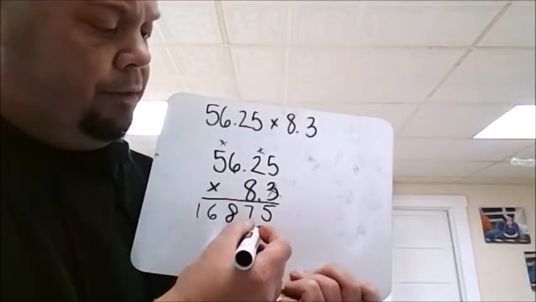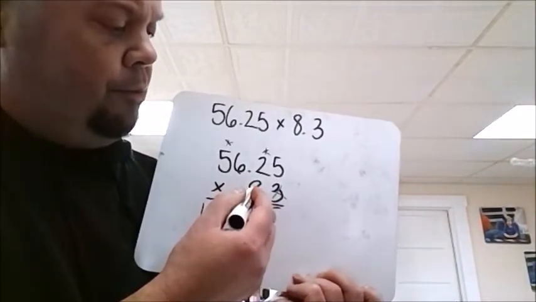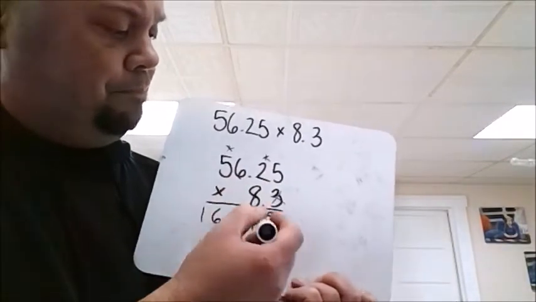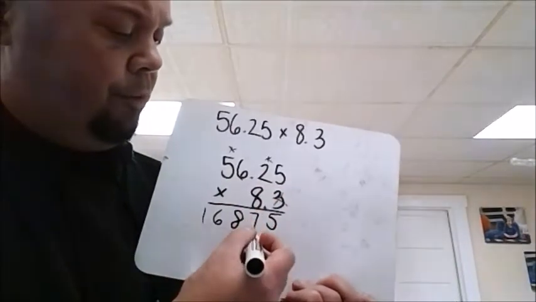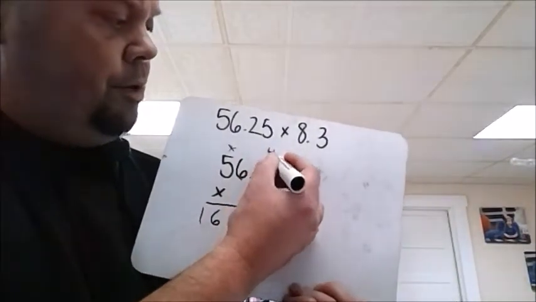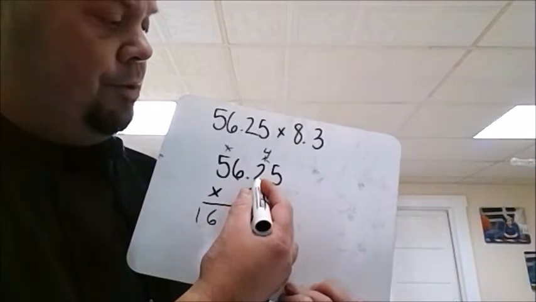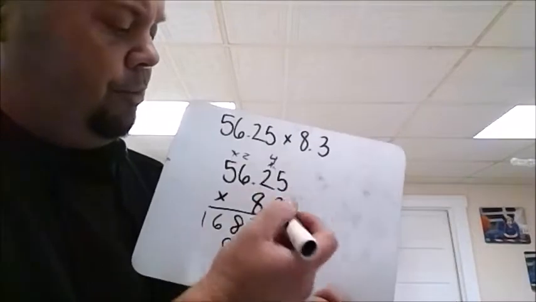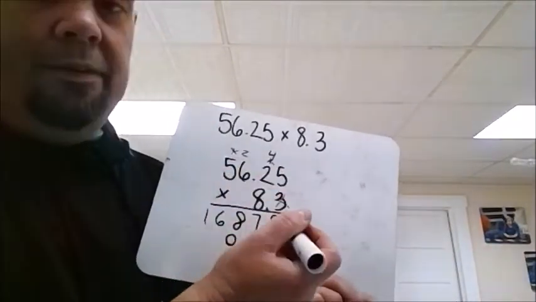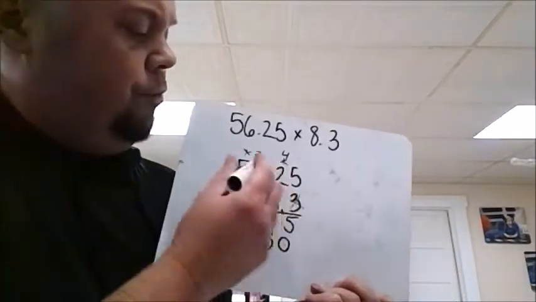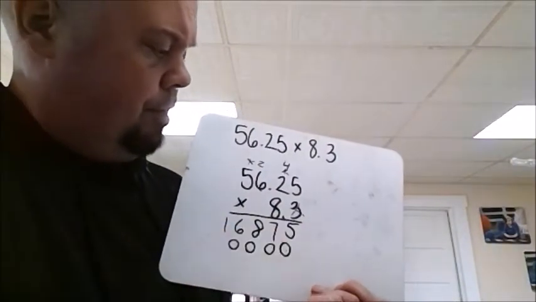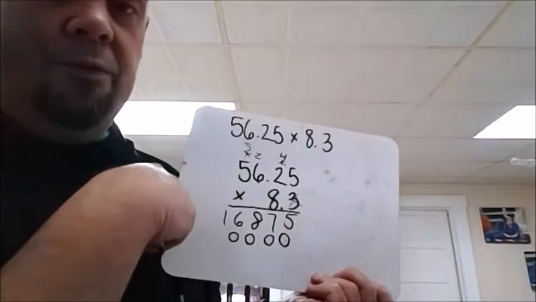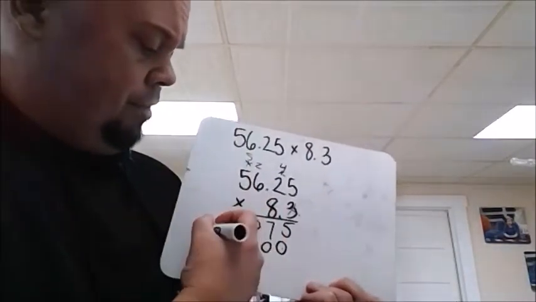We're going to put a 0 placeholder here. Since we're multiplying by the next digit over, we're not putting anything below this column. 8 times 5 is 40. Put down the 0. Regroup your 4. 8 times 2 is 16, plus 4 is 20. Put down your 0, regroup your 2. 8 times 6 is 48. 48 plus 2 is 50. Put down your 0, regroup your 5. 8 times 5 is 40, plus 5 is 45.